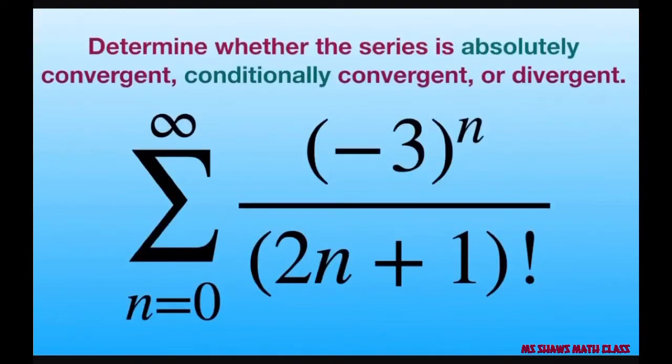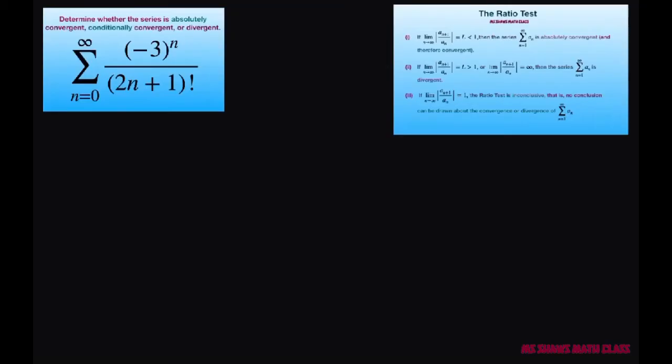Everyone, we're going to determine whether the series is absolutely convergent, conditionally convergent, or divergent. So we're going to use the ratio test to see if it's absolutely convergent, and that means our limit has to be less than 1. So we're taking the limit as n approaches infinity of the absolute value of a sub n plus 1 divided by a sub n.